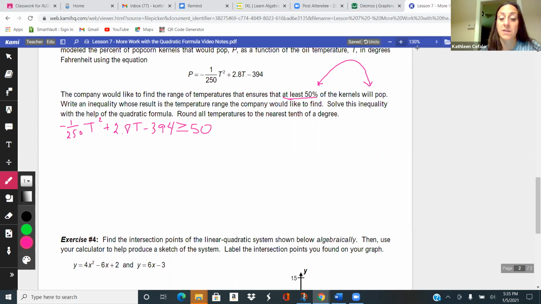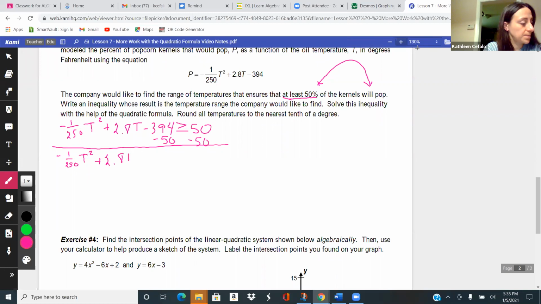And we need to solve this. Okay, so in order to solve this, kind of like we did before with our x-intercepts, I'm going to have to bring our 50 over to the other side. So I'm subtracting 50. So now I have negative 1 over 250 t squared plus 2.8t minus 444 is greater than or equal to 0.